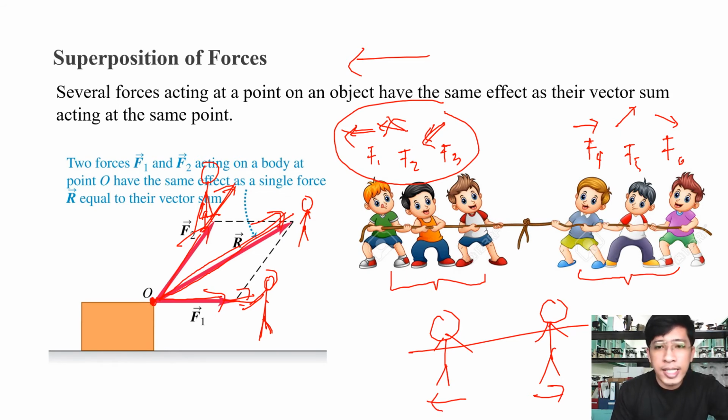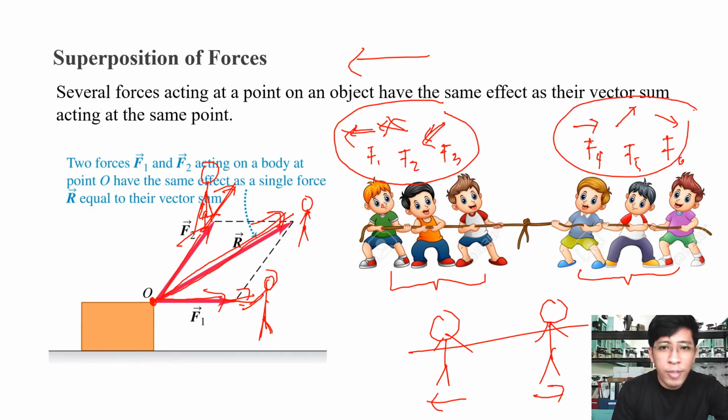That's why in a tug of war, unity is very important. When we say unity, all of you must apply the force at least in the same direction to maximize the force. And lastly, we have this one here.